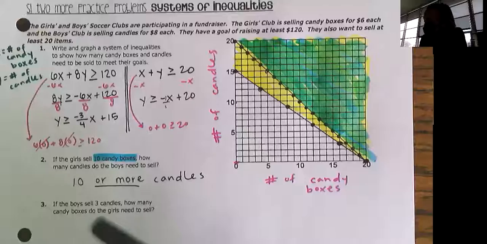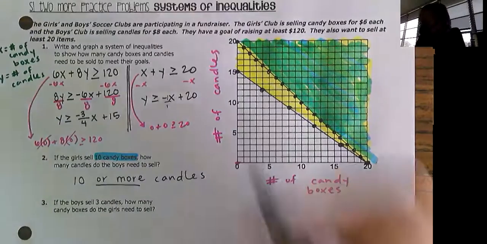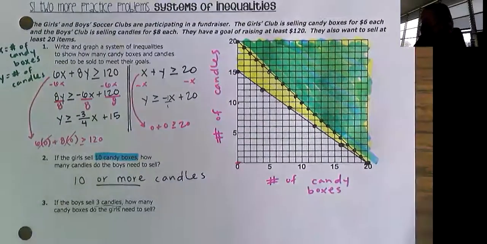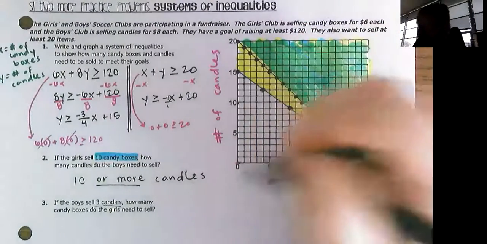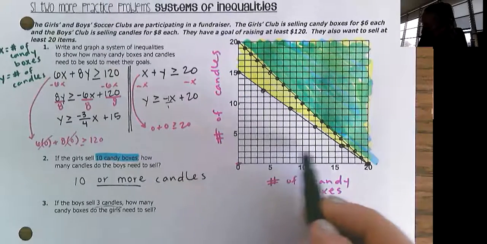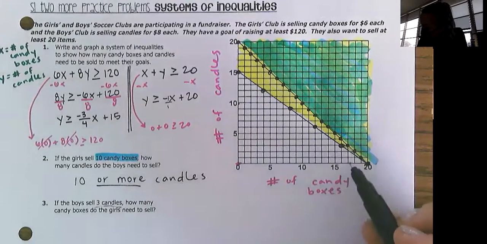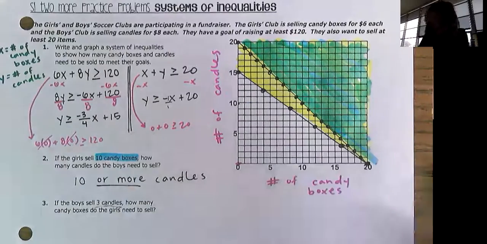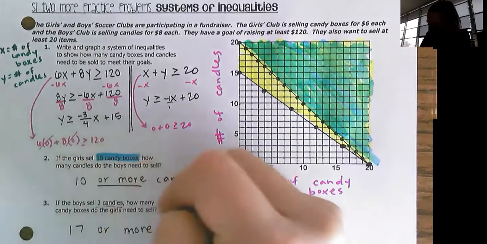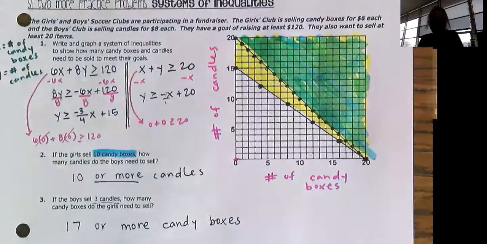Okay, if the boys sell 3 candles, how many candy boxes do the girls need to sell? Well, I can't go to the candy boxes for 3 because it said 3 candles. So go to the candle axis and go up to 1, 2, 3. Now I need to follow along until I find the double shading for candy boxes. And that is at 17. So I can go 17 or more. And there we have it.